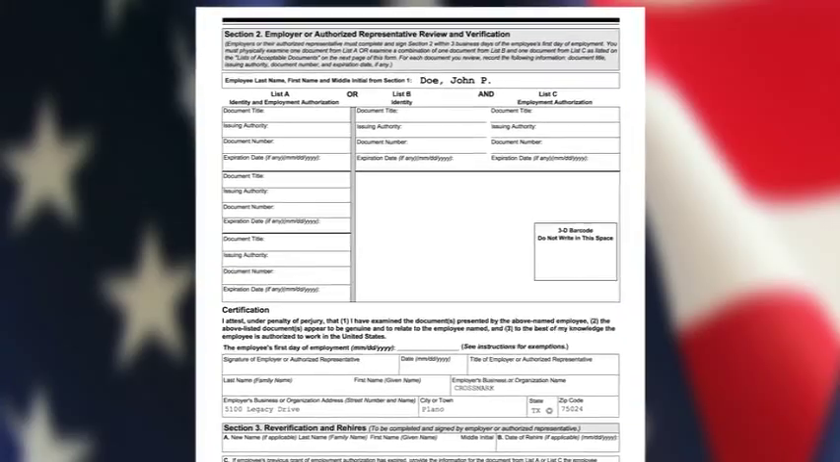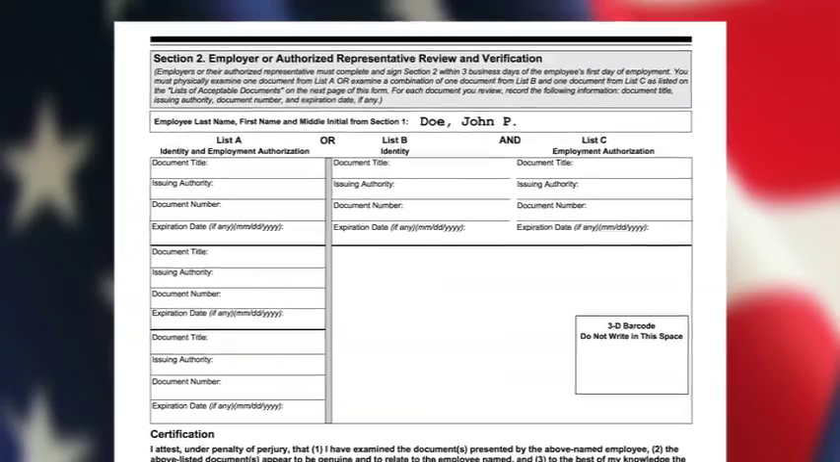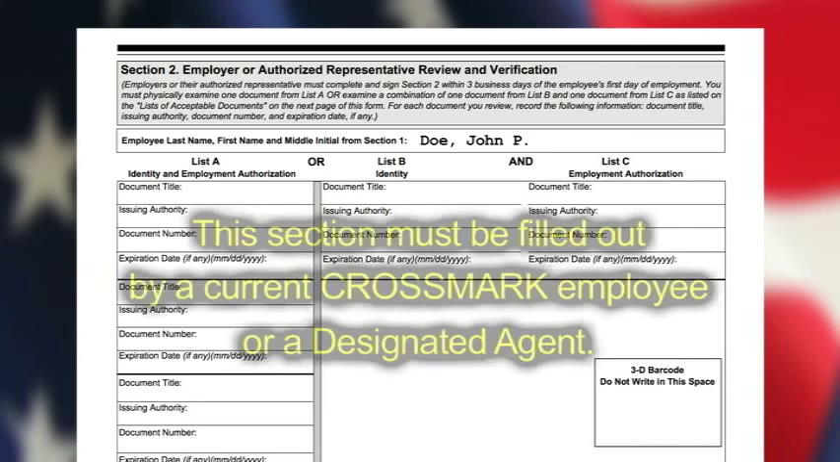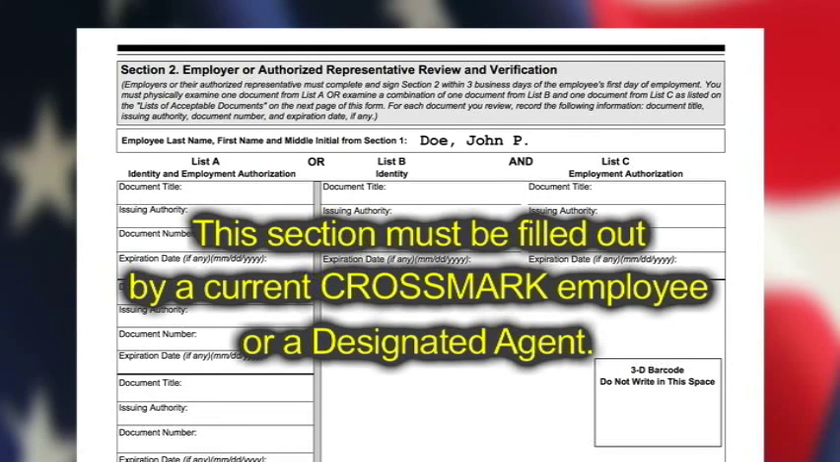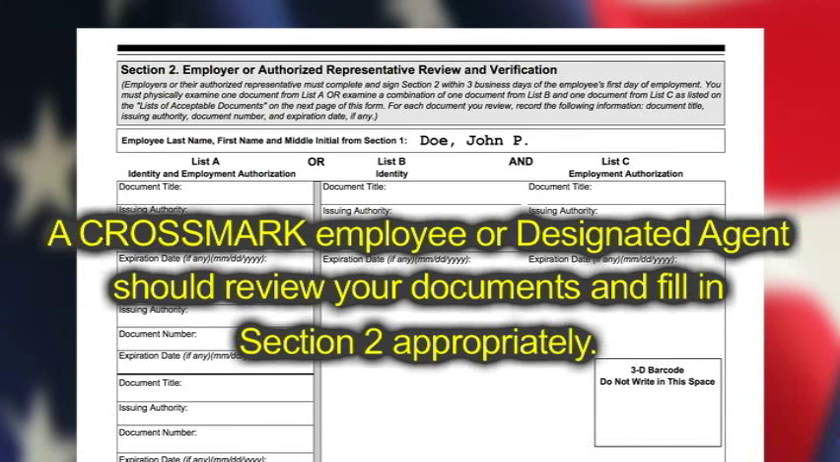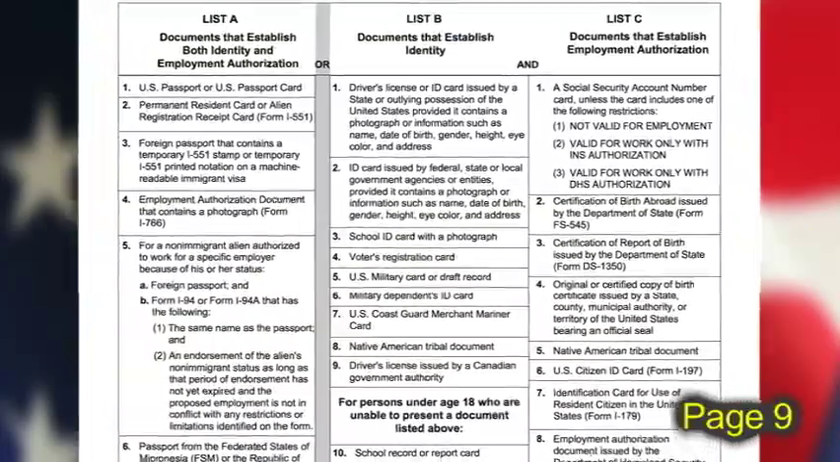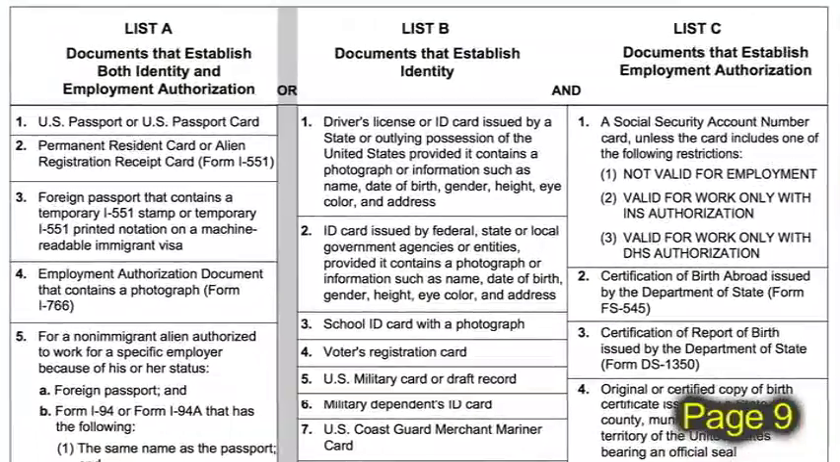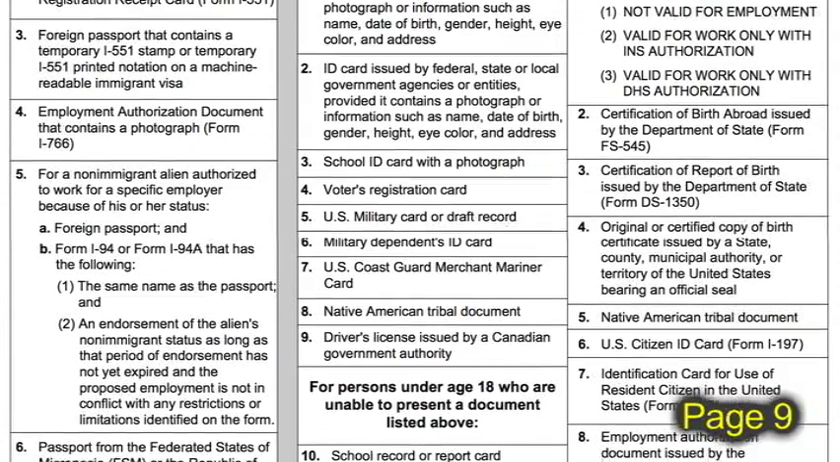Go to Section 2, Employer or Authorized Representative Review and Verification. This section must be filled out by a current CROSSMARK employee or a designated agent. A designated agent must be over 18 and can't be an immediate family member. Please make sure they are with you when you complete the I-9 form. A CROSSMARK employee or designated agent should review your documents and fill in Section 2 appropriately. Review the list of acceptable documents on page 9 to determine which documents will be used in Section 2.